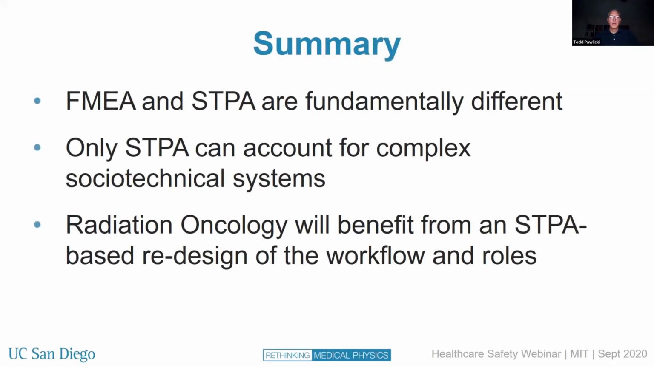So in summary, FMEA and STPA are fundamentally different. I hope that's very clear now. They are solving the same problem, so there's going to be some overlap in what the results are, but they're coming at the problem from completely different directions. Only STPA can account for complex socio-technical systems, and that's in part because STPA is based on the STAMP accident model, which is developed from control and systems theory.